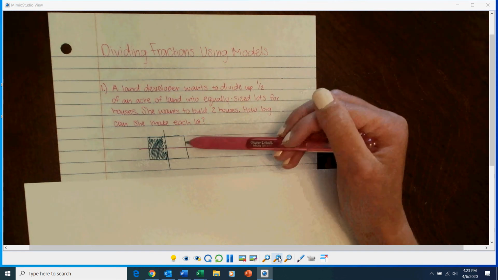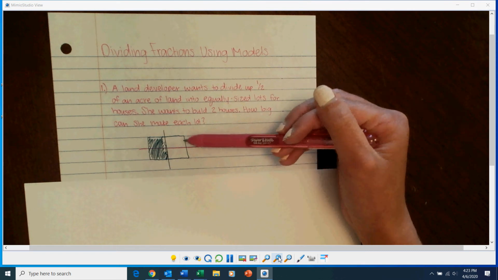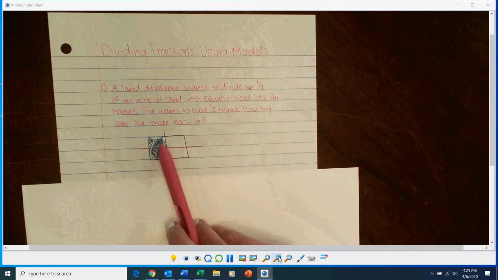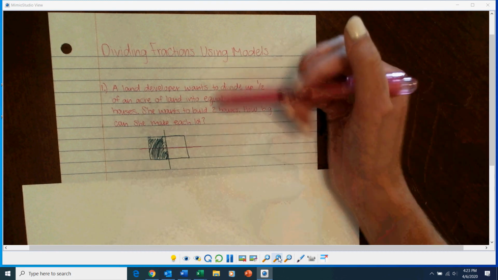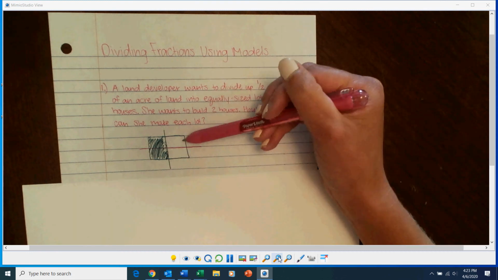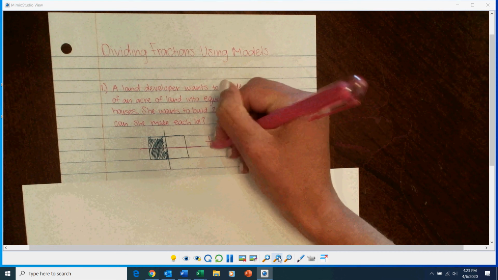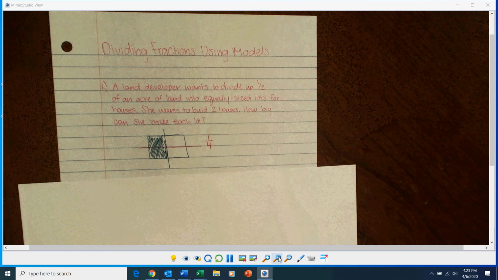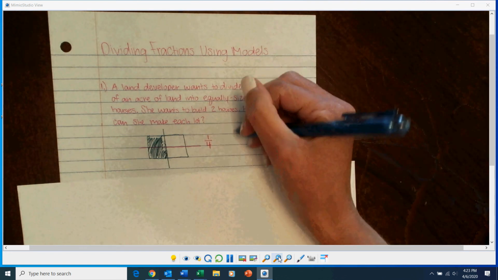Now, don't be tempted to say that this is 1/2, because remember, we are talking about it as an acre as a whole. So what I really have is 1, 2, 3, 4 sections. So how big each lot can be is really just 1/4. This is just 1/4.